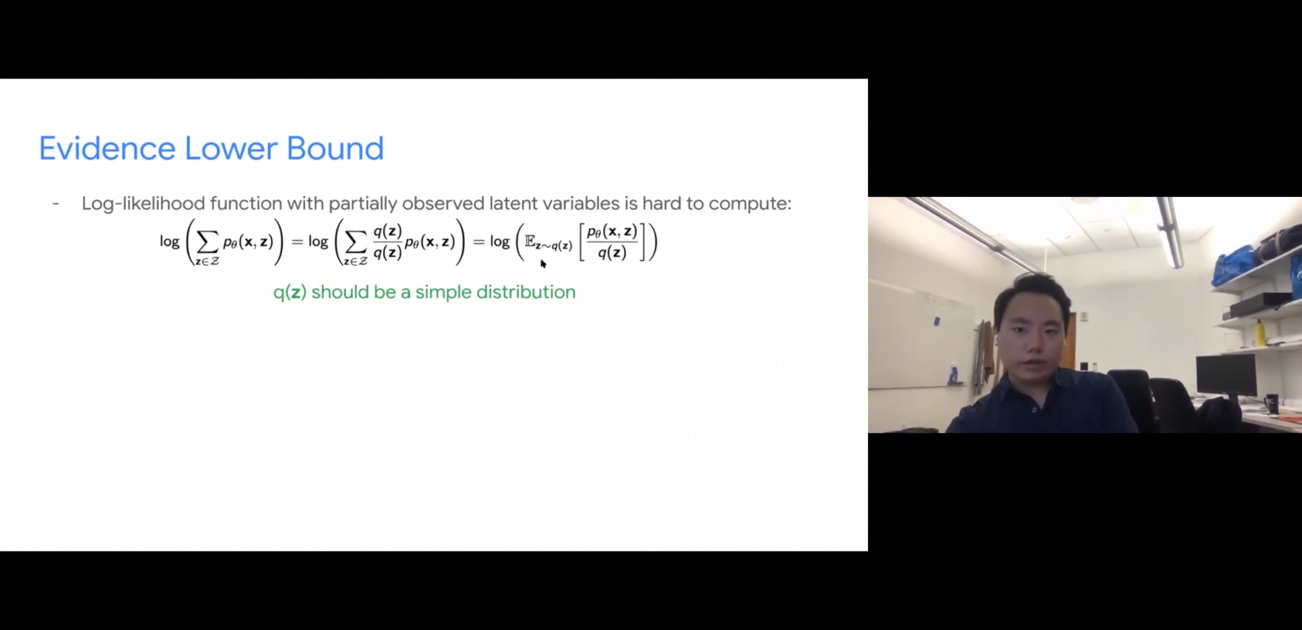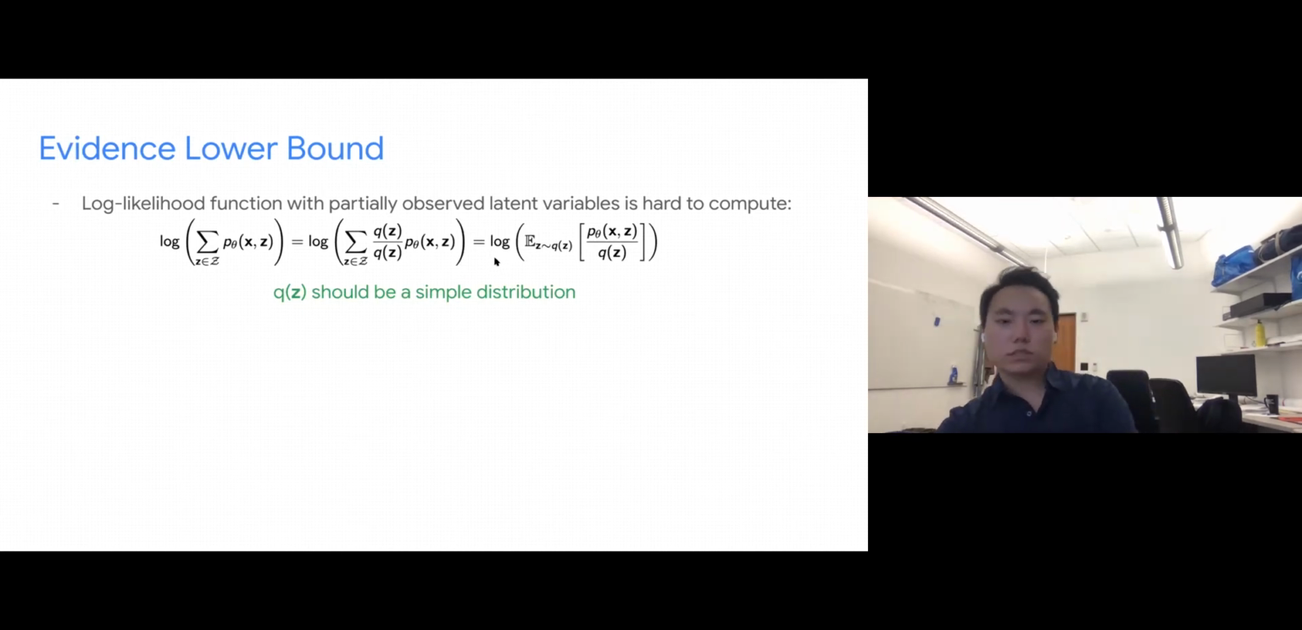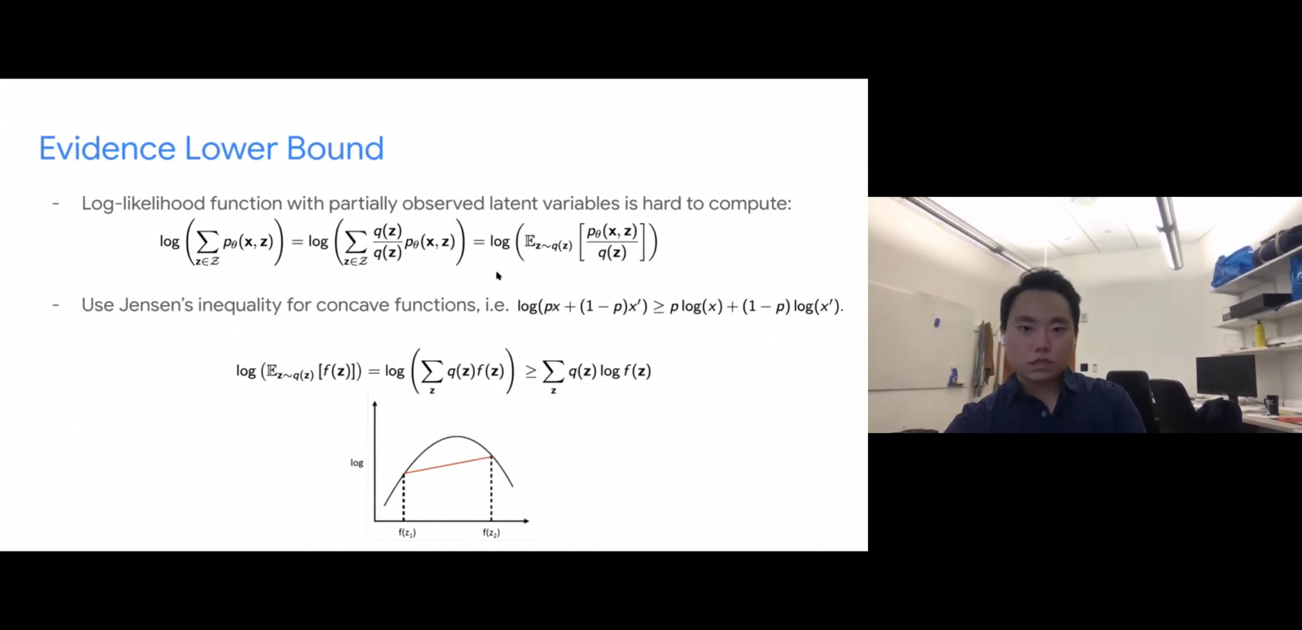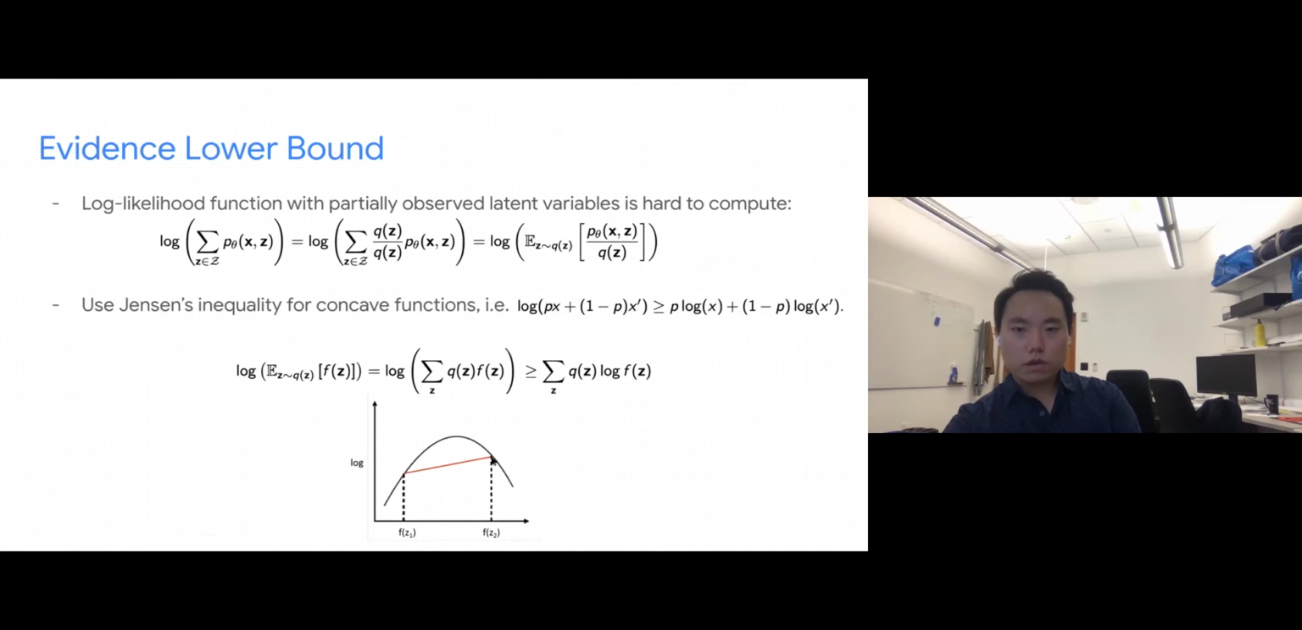So right now we're still not there yet. Usually you want the expectation to be right on the outside, so that you can convert this expectation into an empirical average. But we have a log on the outside. So what can we do? We're going to use Jensen's inequality. Jensen's inequality basically states that for a concave function, which looks like this, if you take two points and draw a line between them, the value of the function lies above that of the line.